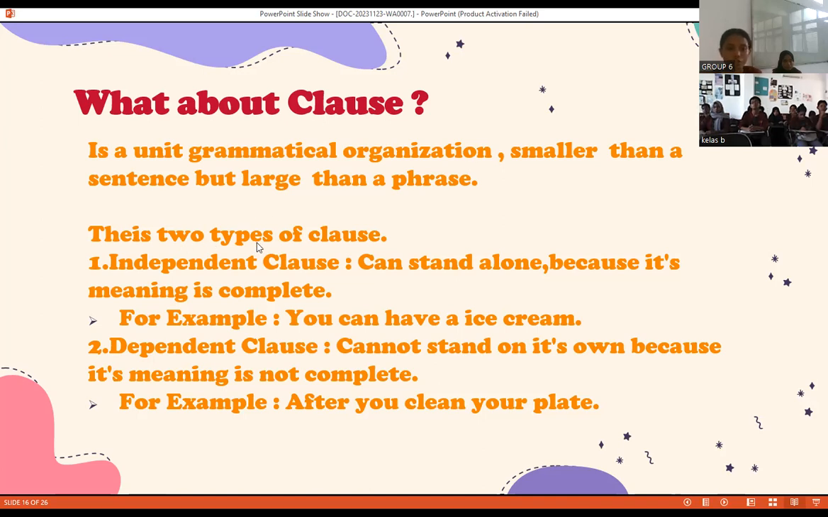There are two types of clauses. The first is the independent clause, and the second is the dependent clause. An independent clause can stand alone because its meaning is complete.